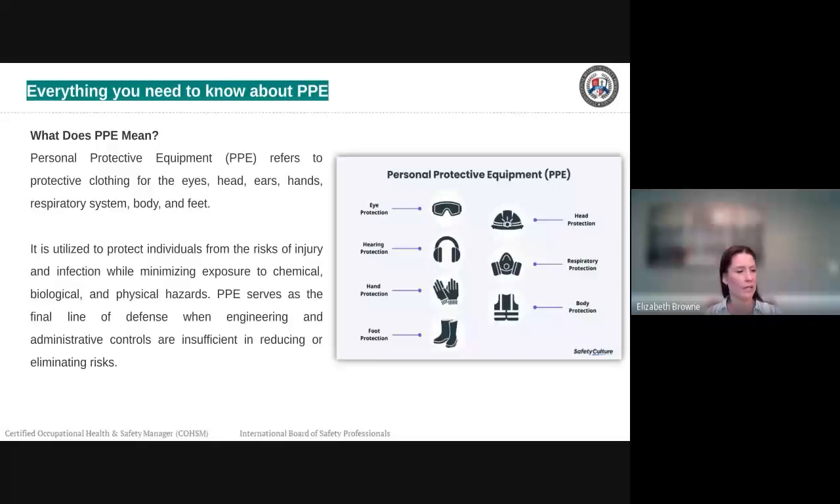Okay, so everything we need to know about personal protective equipment. Switching gears a bit here. Personal protective equipment refers to protective clothing for the eyes, head, ears, hands, respiratory system, body, and feet. It's something employees are going to wear to help minimize risk of injury or infection or exposure. It serves as our last line of defense after engineering and administrative controls are insufficient to fully reduce or eliminate our risk.